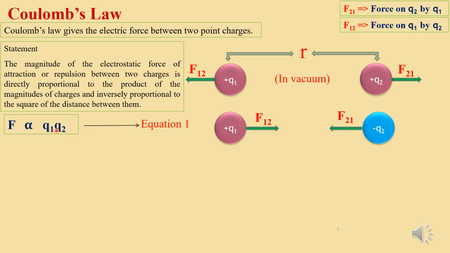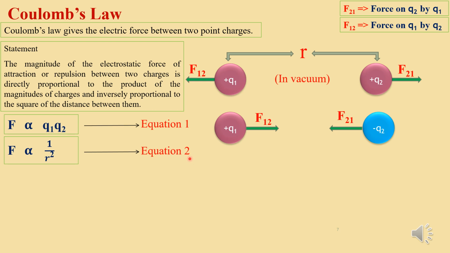F is directly proportional to Q1 into Q2. Greater the product of magnitude of charges, greater will be the force of interaction between them. Let's say it equation number 1. F is inversely proportional to r square. It means that when we increase the distance between charges, force of interaction is reduced. And when we reduce the distance between charges, force of interaction is increased. Let's say it equation number 2.